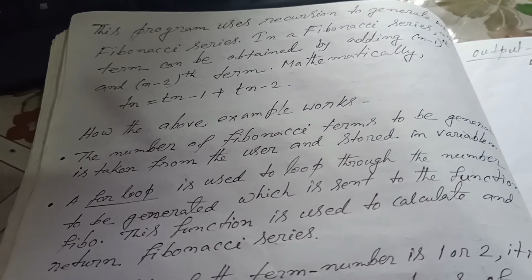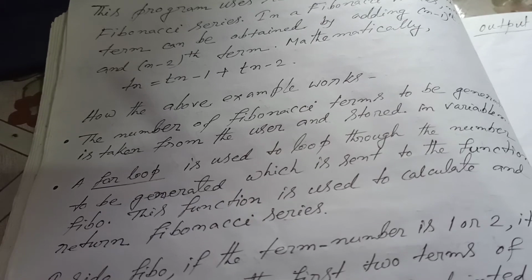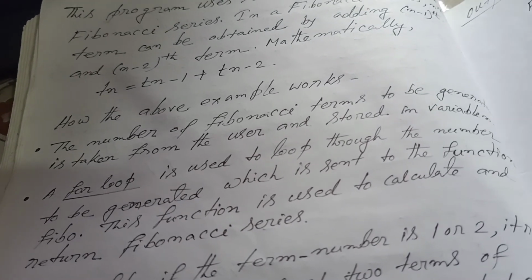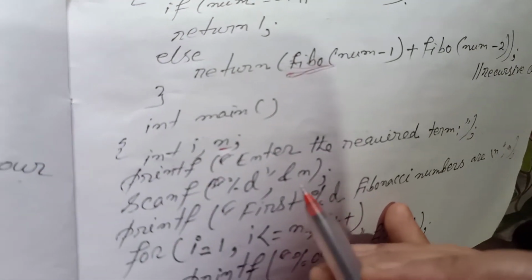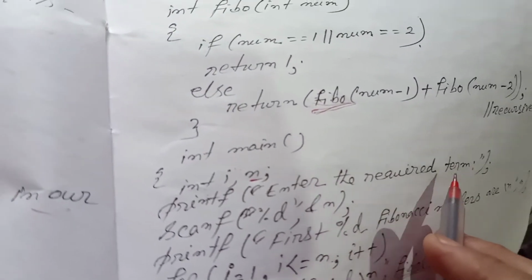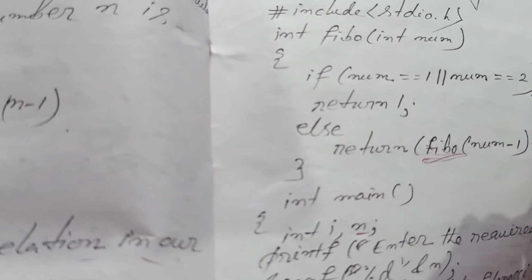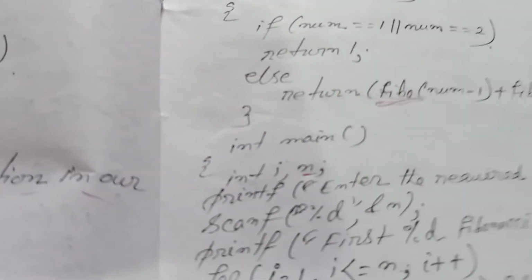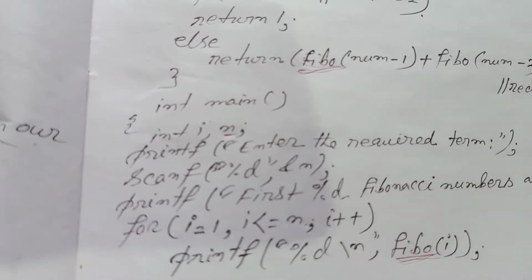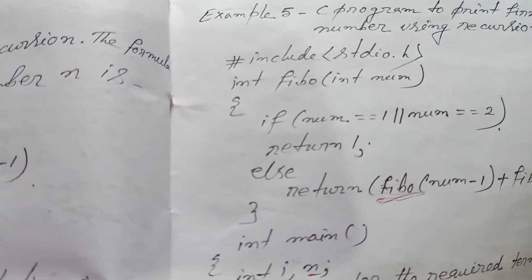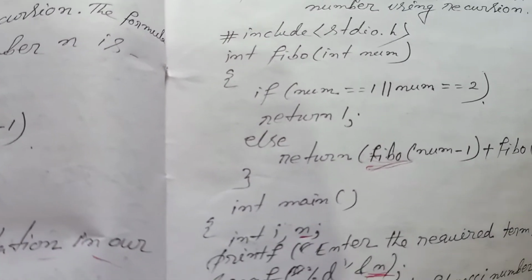The number of Fibonacci terms to be generated is taken from the user and stored in a variable. So n is the variable, and we enter the required terms. That means up to how many terms the Fibonacci series will be printed, we are taking from the variable n.